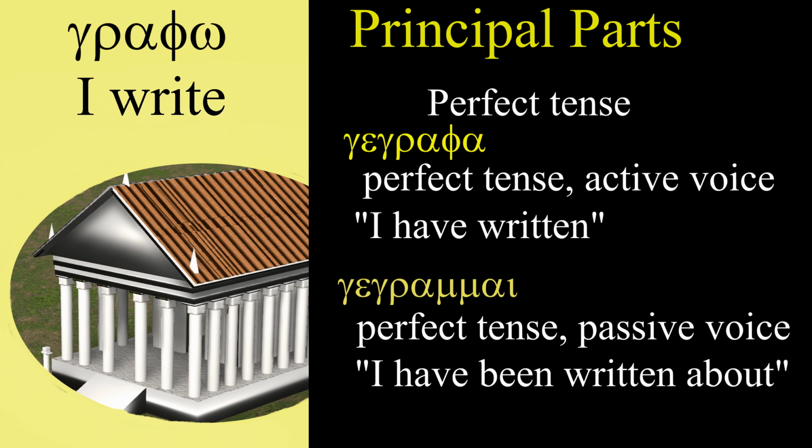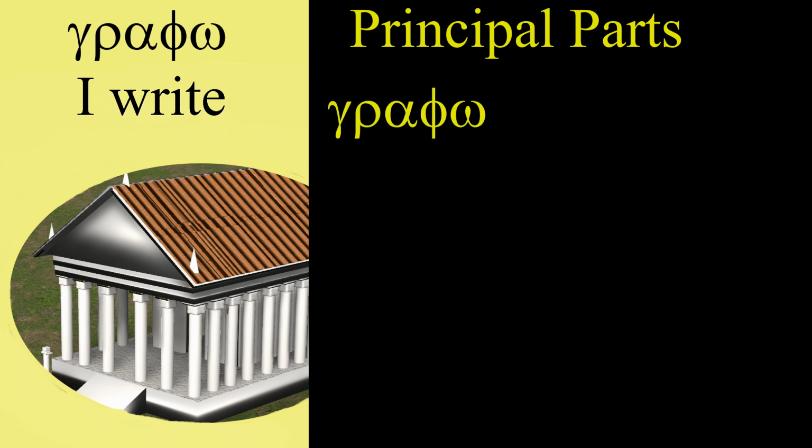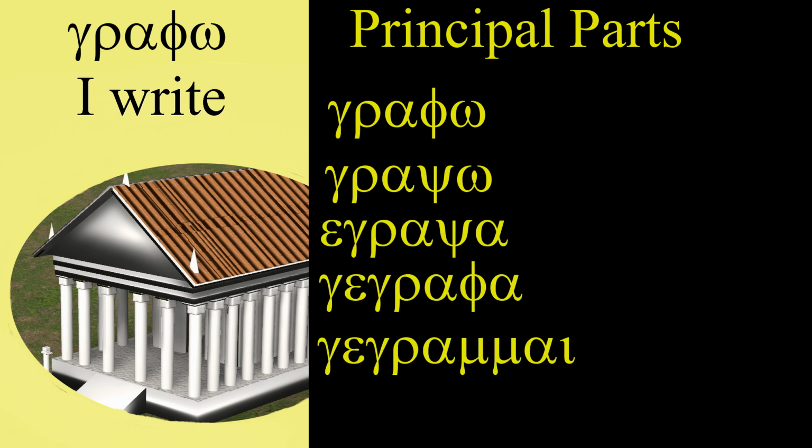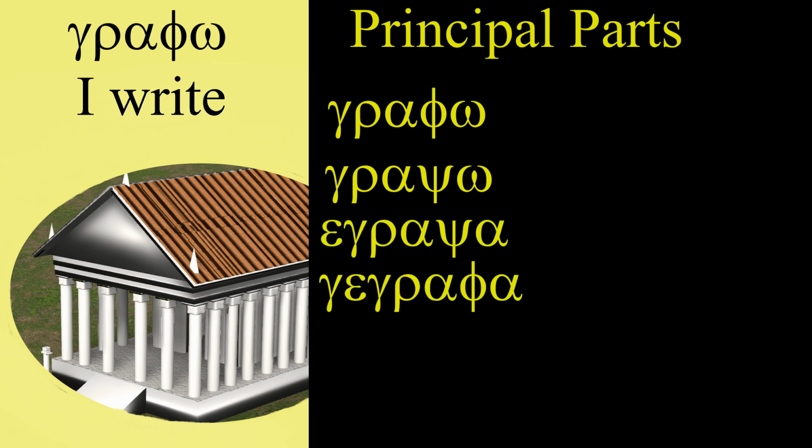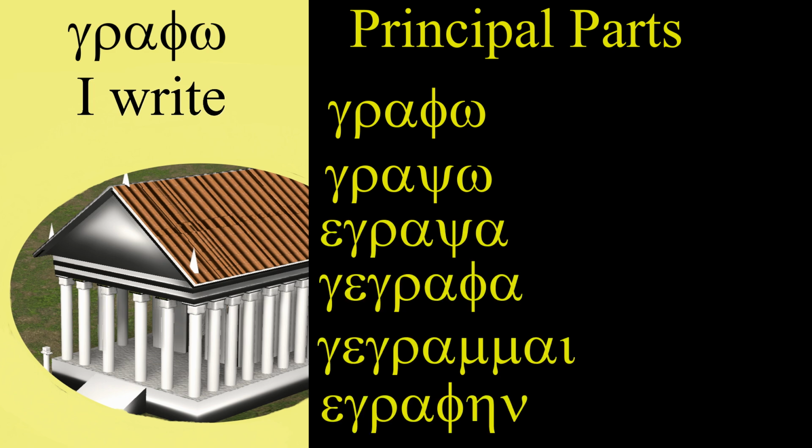Let's run down the principal parts for grapho again. Grapho, grapso, grapsa, grapha, grame, graphin. The more you say the principal parts, the more they stick. Grapho, grapso, grapsa, grapha, grame, graphin.